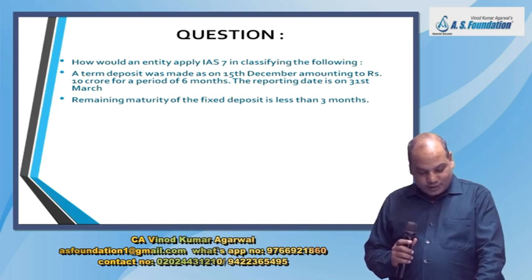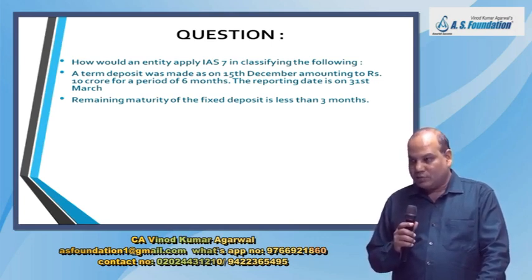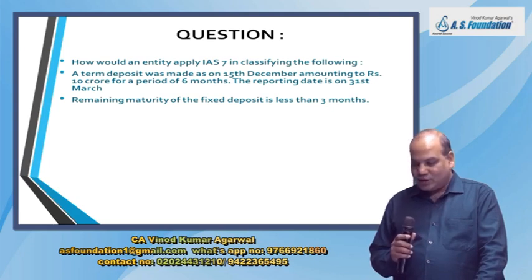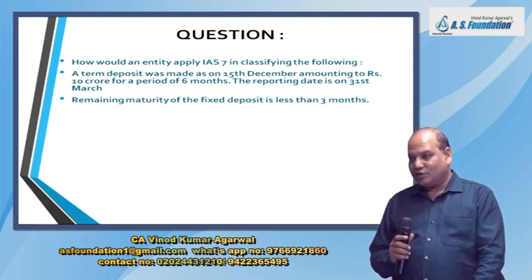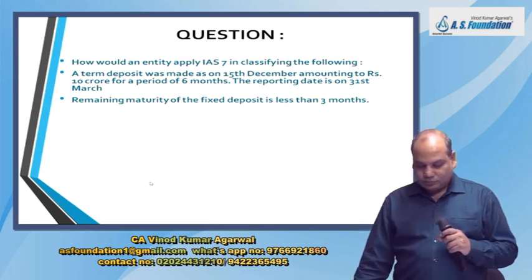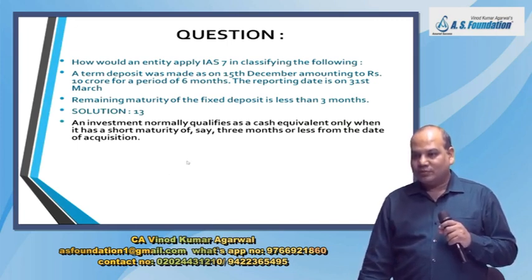How would an entity apply IAS 7 in the following? A term deposit was made on 15 December amounting to rupees 10 crore for a period of 6 months. The following reporting date is 31st March. So if you count from 15 December, it is 6 months. If you count from 31st March, the remaining maturity is 2.5 months. Okay, that is less than 3 months. So the question is, will it be classified as cash equivalent? No.